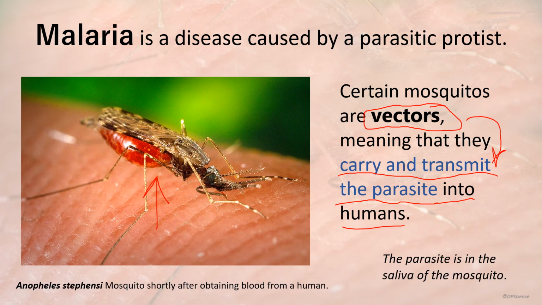All right, so this picture right here is showing you a mosquito that is biting the human, and it's going to suck the blood. But when they bite, they do inject some of their saliva into the human, and the saliva is carrying this parasite, which then gets into the bloodstream of a human.